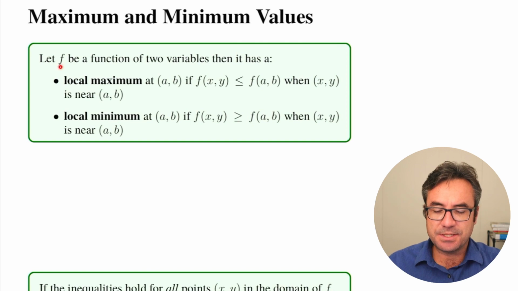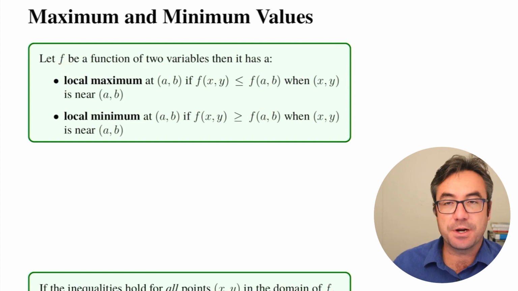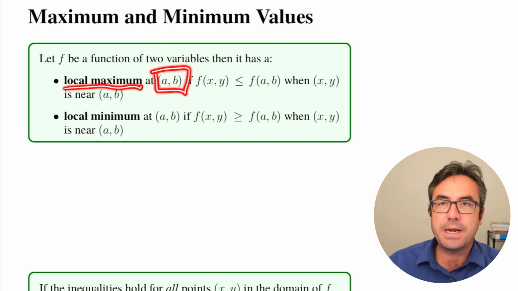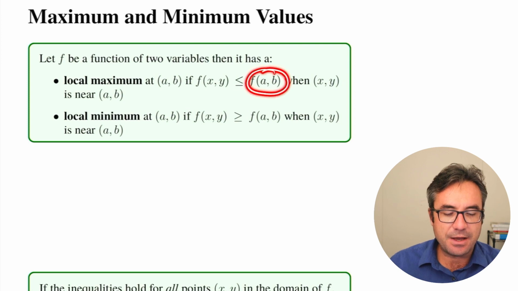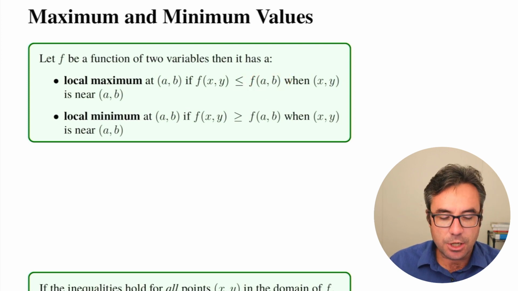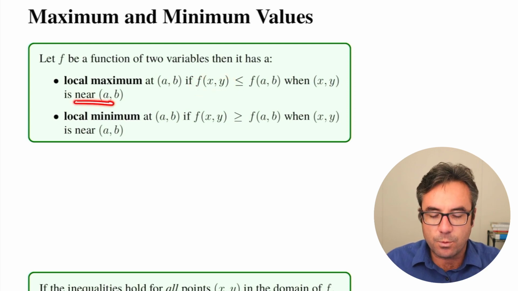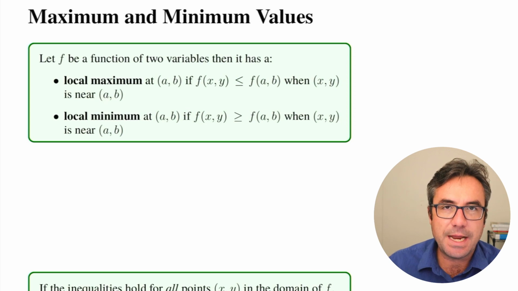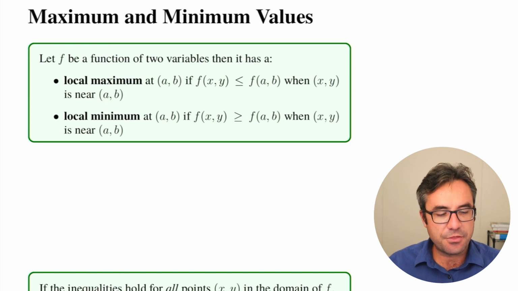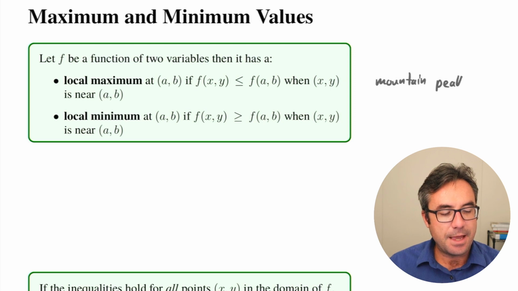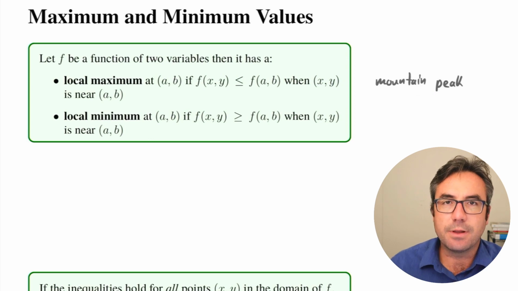So let's let our function be, first of all, a function of two variables, x and y. And we say that we have a local maximum at the point (a, b) if the function value at that point is larger than all of the surrounding function values when we're relatively close to that point (a, b). You want to think of this as like a mountain peak. So you want to think of our two-variable function as a surface. And so when we graph our surface, a local maximum would look kind of like a mountain peak on our surface.